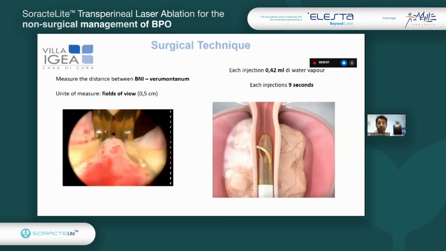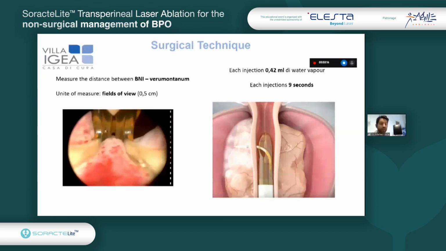And what you have to do is basically get inside the prostate, the urethra, with that delivery device you can see on the imaging, and then you measure the distance between the bladder neck and the verumontanum. How do we measure the distance?